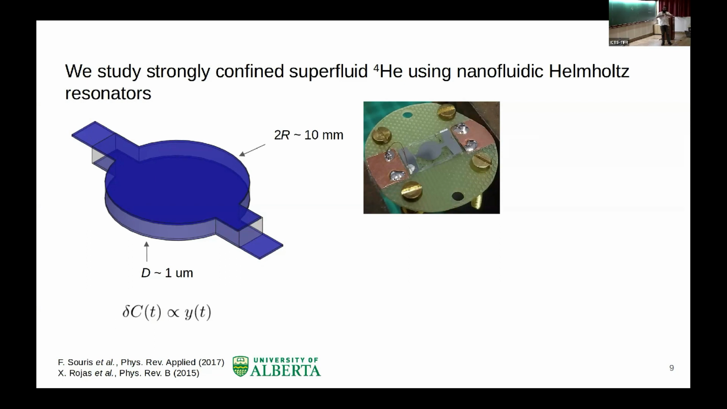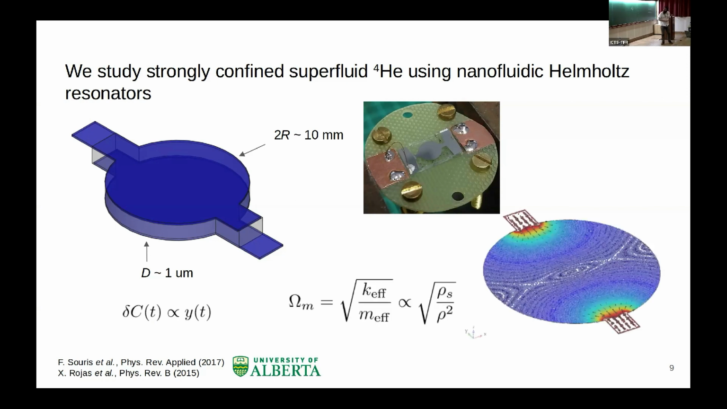And internally, we place two aluminum electrodes, and when there is flow in and out of the device, we see oscillating capacitance, and we measure the oscillating capacitance. The flow that exists in this device is an example of Helmholtz resonance. That's a Helmholtz resonance if you forgot from your undergrad physics.